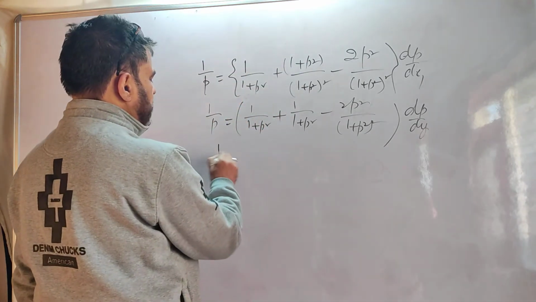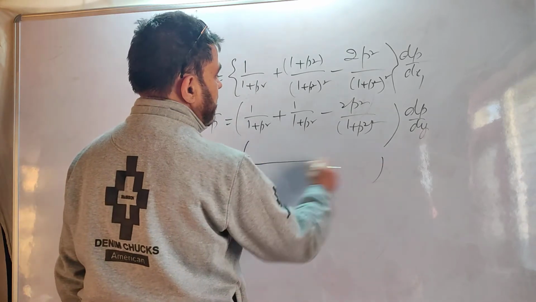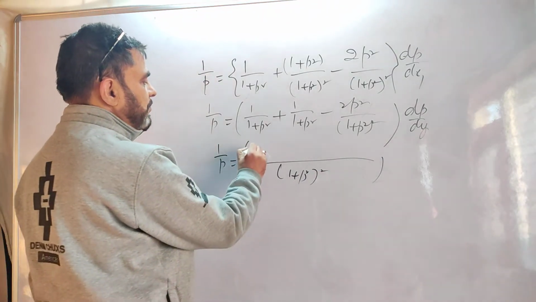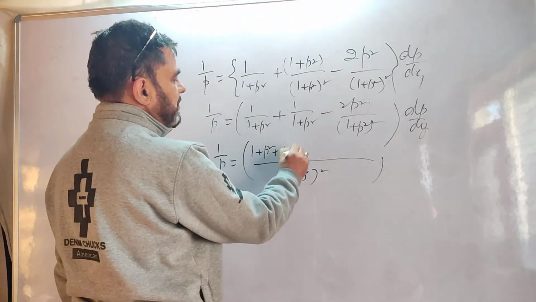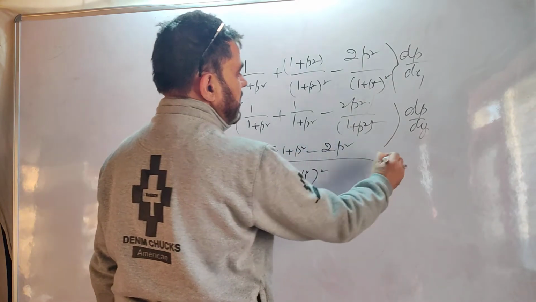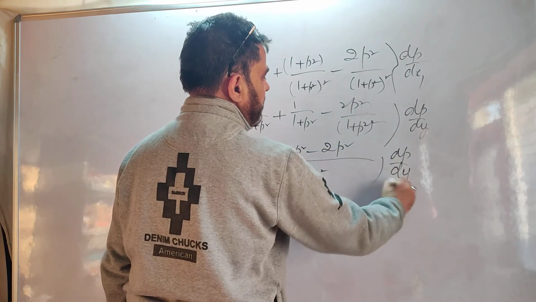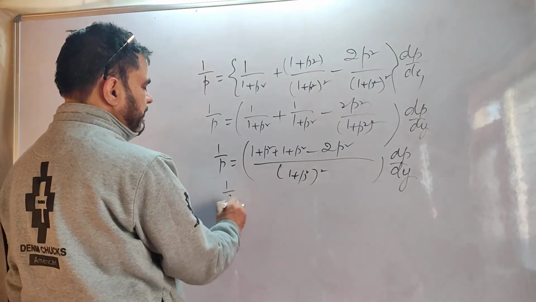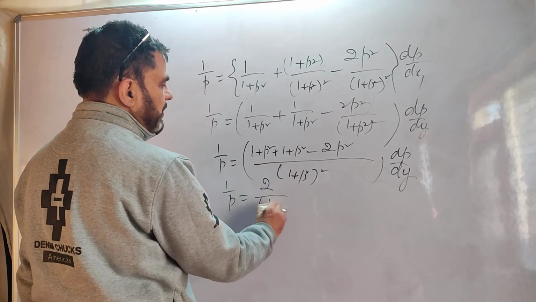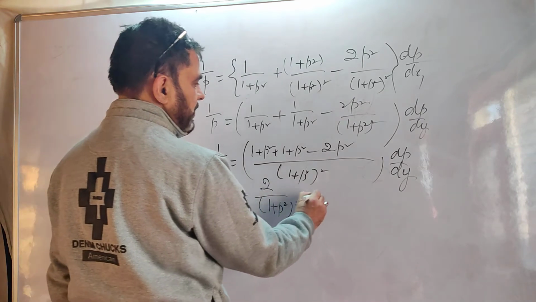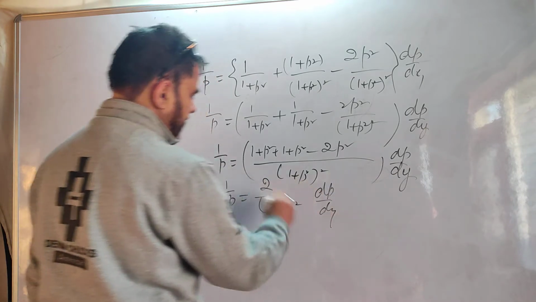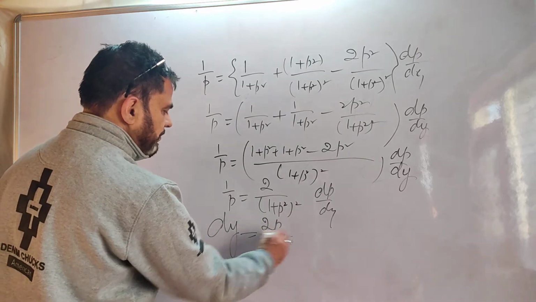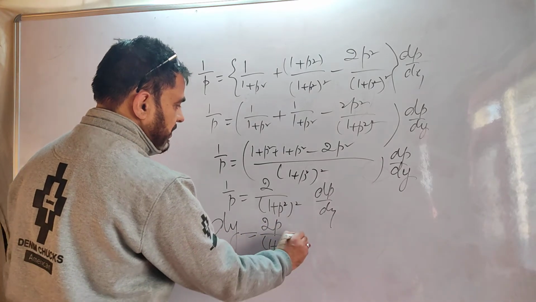Well, you simplify this. You can take 1 plus p square whole square as the LCM throughout. It is 1 plus p square plus 1 plus p square minus 2p square, into dp by dy. This will be 1 by p is equal to 2 by (1 plus p square) whole square dp by dy. I can separate the variables here. I can write dy is equal to 2p by (1 plus p square) whole square dp.